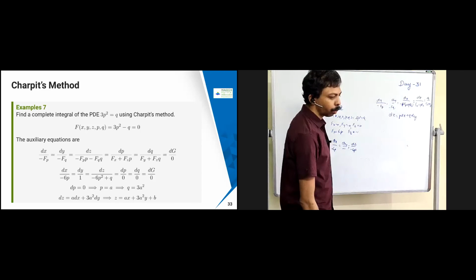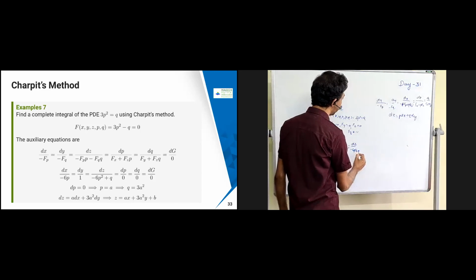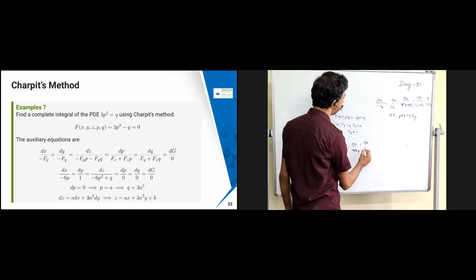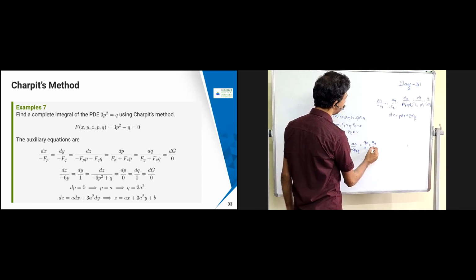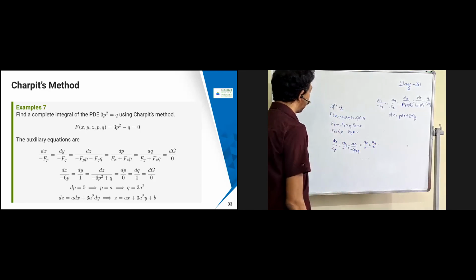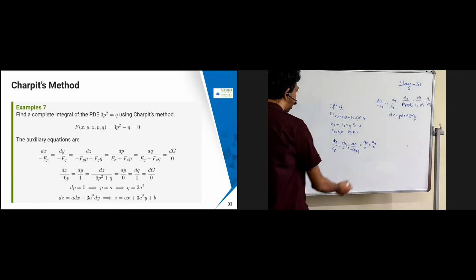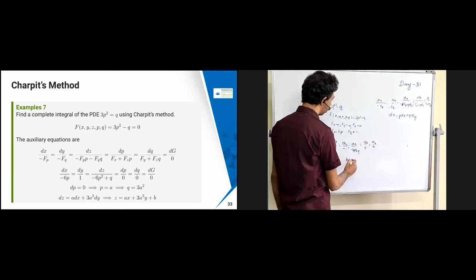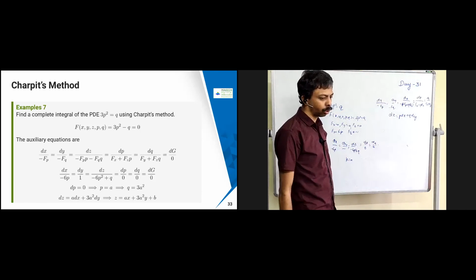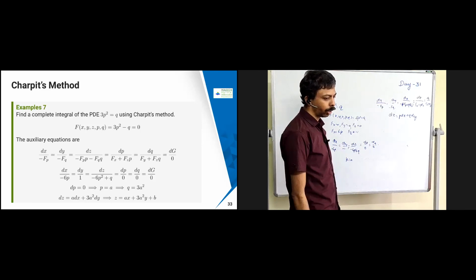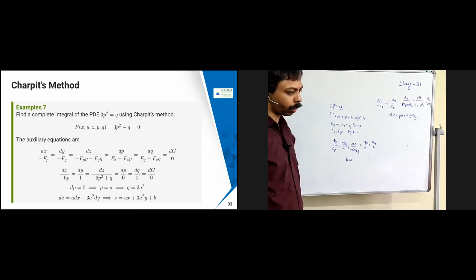plus q, and then dp by 0, dq by 0, etc. Now if you solve this one, what are you going to get? You are going to get dp equal to 0, which means p equal to a. Similarly, dq equal to 0 is going to come.